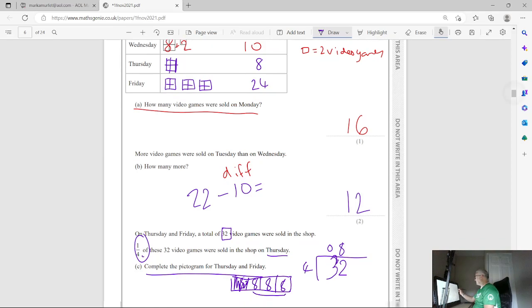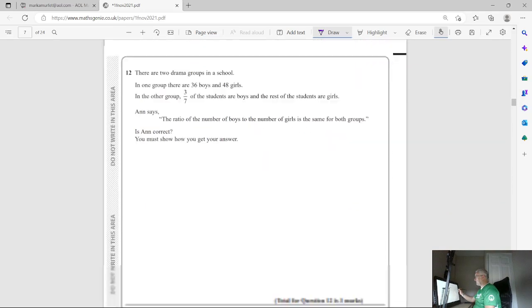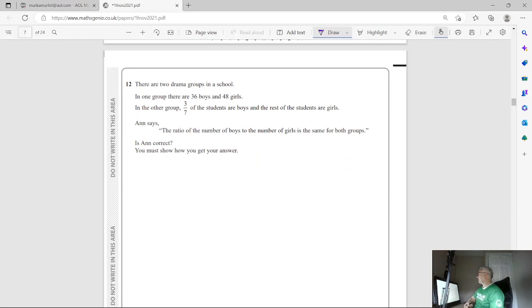and that's that question. Question 12. There are 2 drama groups in a school. Okay, again, we can see we've got quite a wordy question. So let's do it a line at a time. There are 2 drama groups in school. So drama group 1, drama group 2.